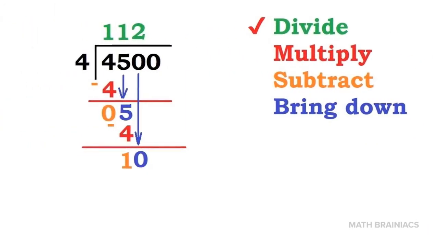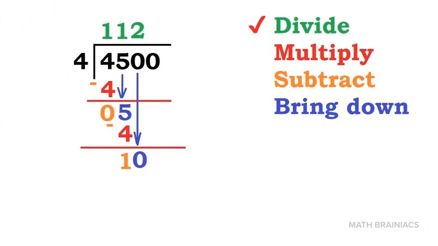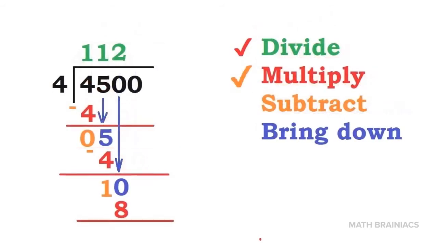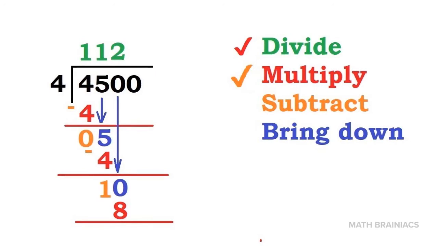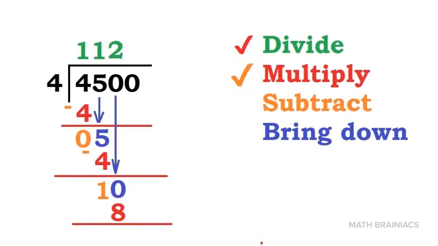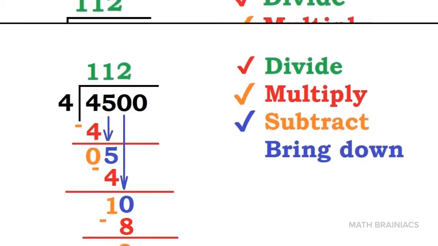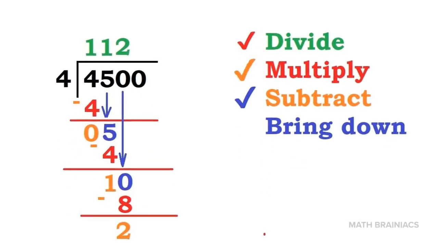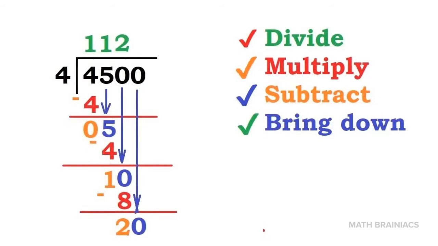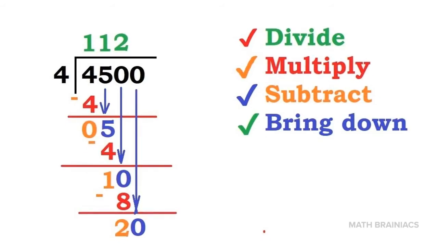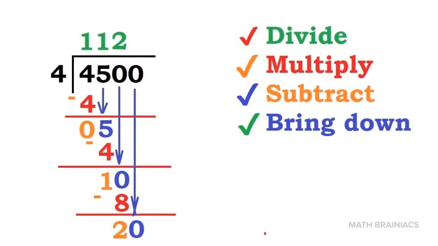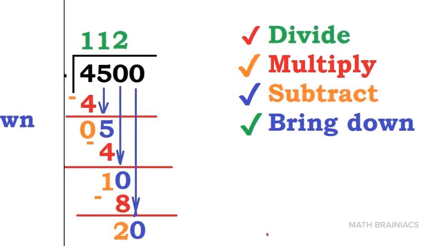Therefore, we are going to divide again. How many 4 are there in 10? There's 2 4 in 10. Furthermore, we're going to multiply the quotient with the divisor 4. 2 times 4 will give us 8. Then, we are going to subtract 8 from 10, which will give us 2. Afterwards, we are going to bring down the 0, which is the last number in the dividend. And it will give us 20.